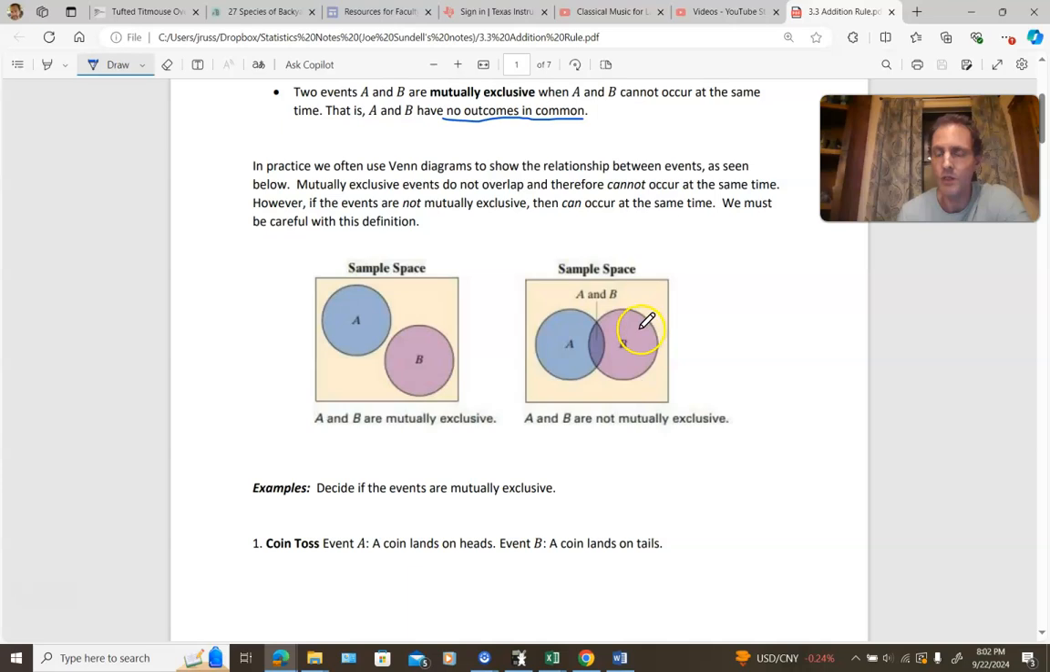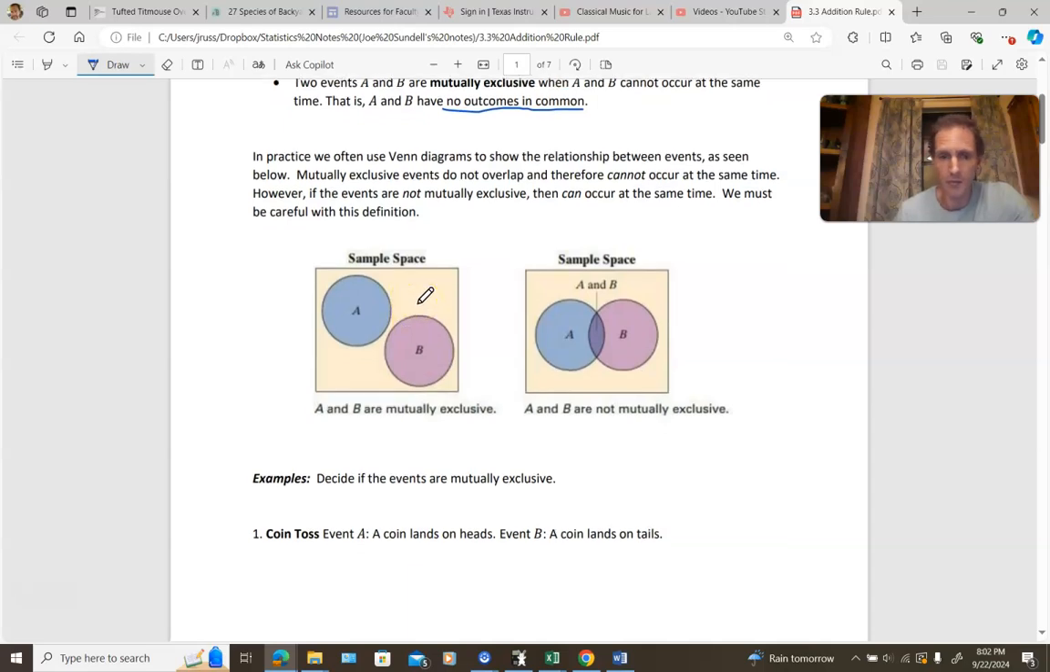Here's an example in which the two events are not mutually exclusive. You can see that there is actually an intersection. What this means is that there are outcomes in both events. In other words, both events could actually occur together, and that's not the case when two events are mutually exclusive. All right, so let's look at some examples.